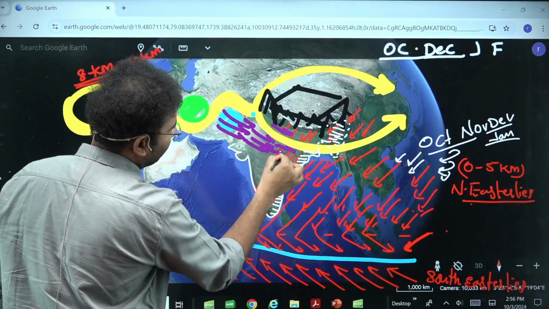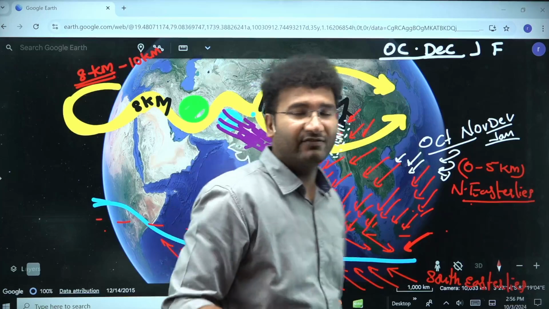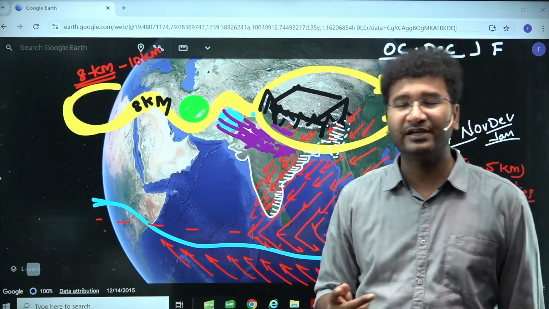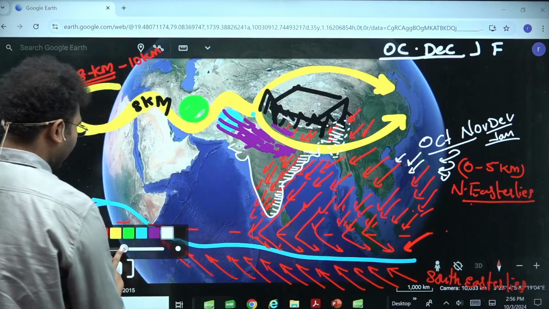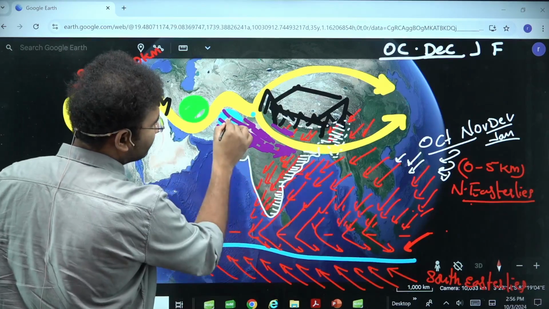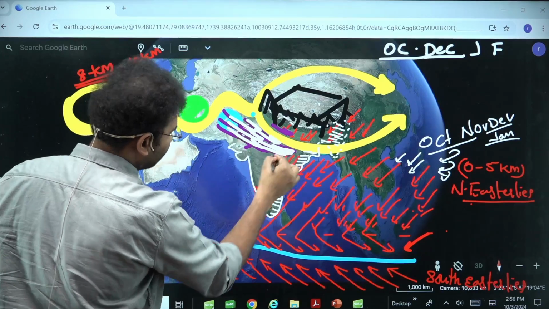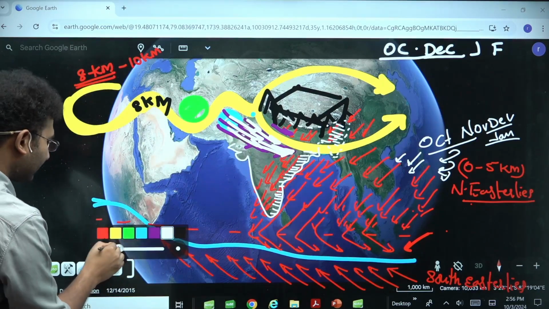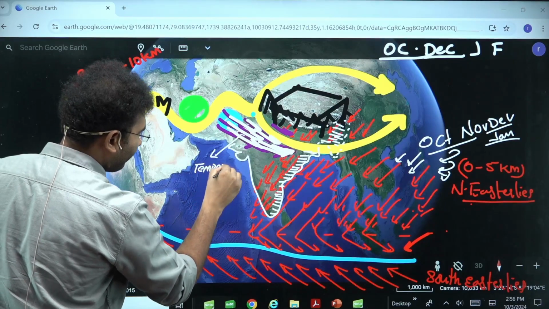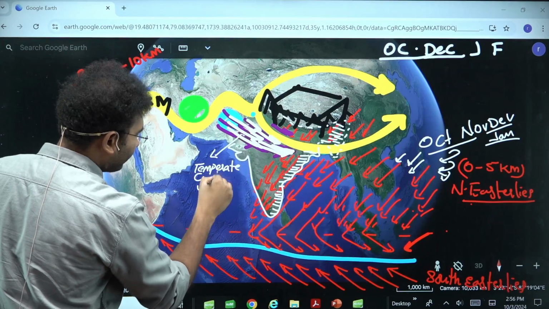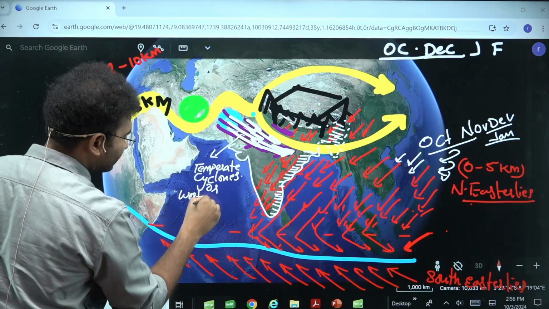So India during the time of the northeast monsoon is going to have rainfall from two different directions, or rather in winter India is going to have its rainfall from two different sources. Number one, it is going to have rainfall from the northeast. Number two, it is also going to have its rainfall in the name of western disturbances. These are called temperate cyclones, or western disturbances.